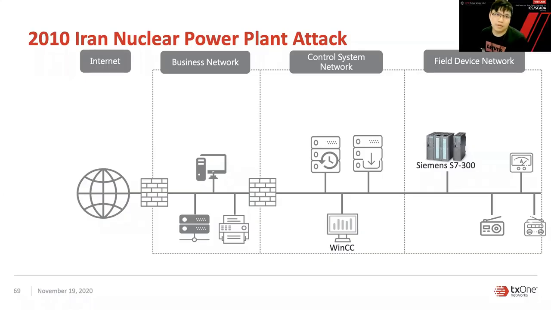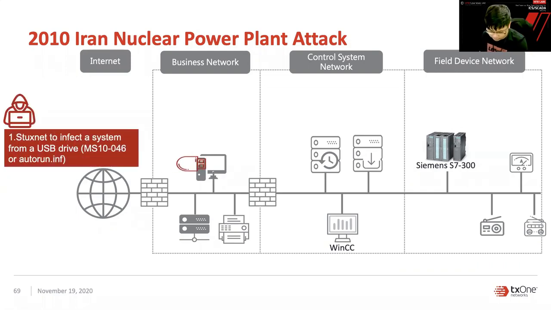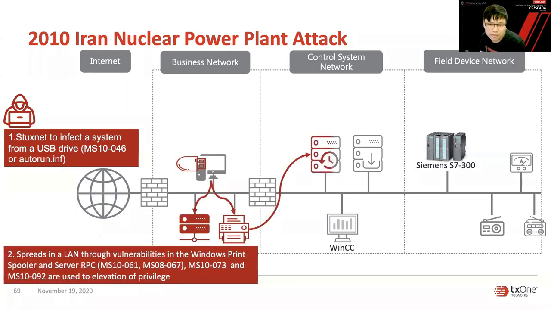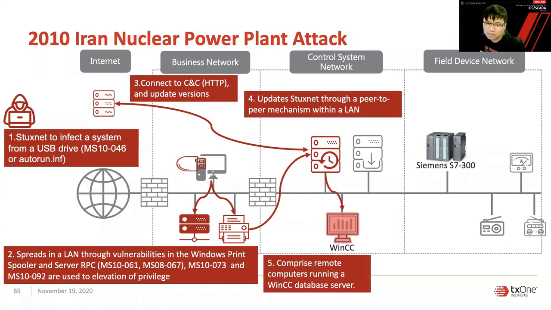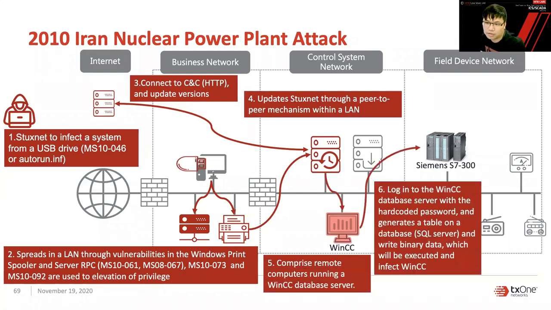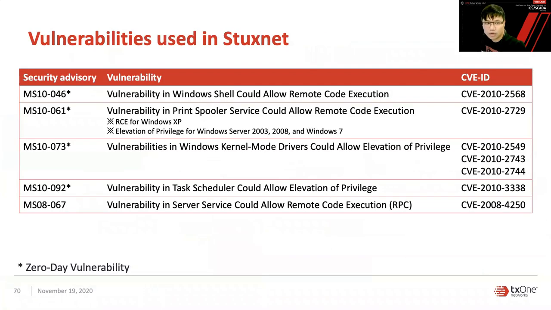And we also recap the 2010 Stuxnet event. It was a very powerful attack. The attackers quickly went through this and connected to the C&C, then attacked the Siemens S7 PLC, shut it down, and modified the program. It also used some vulnerabilities.